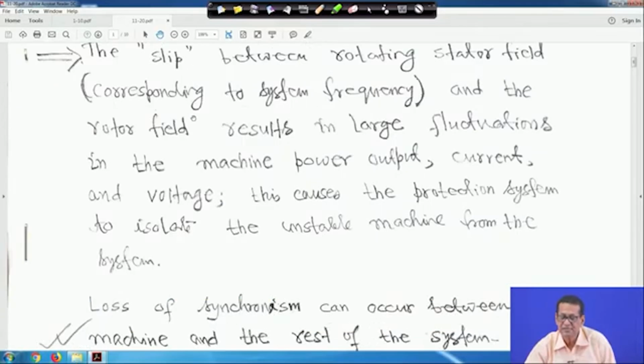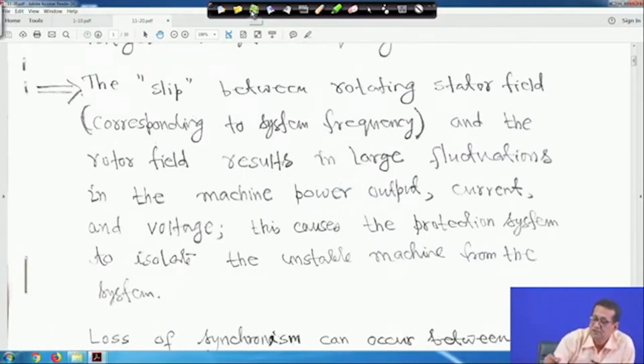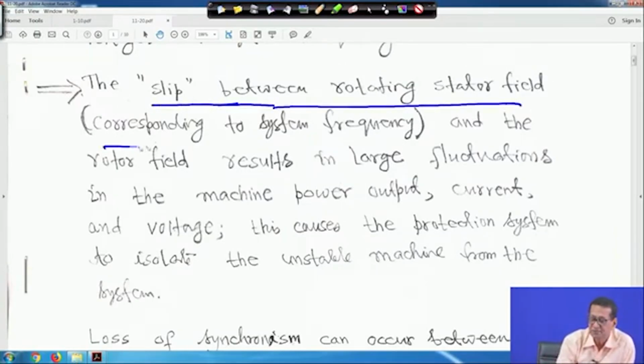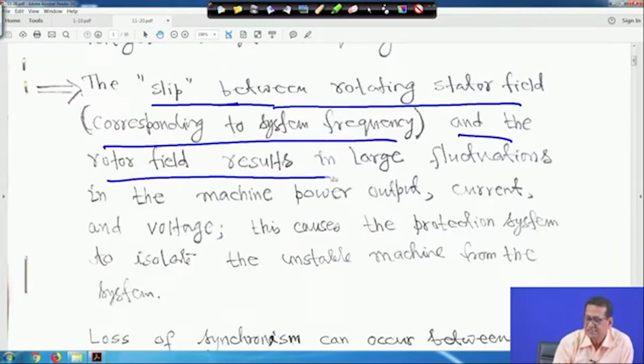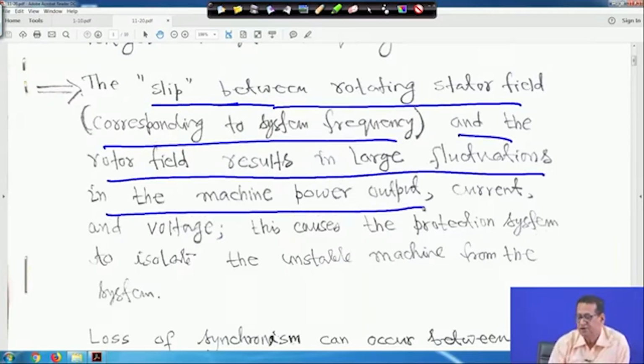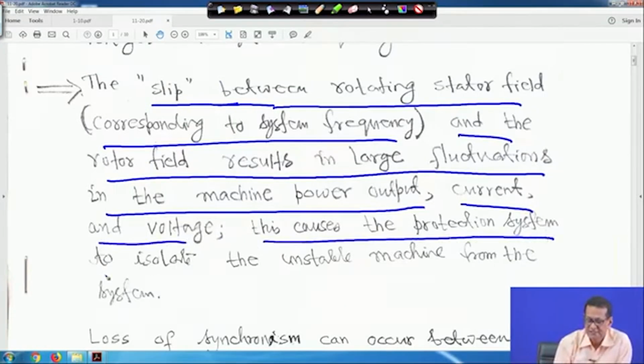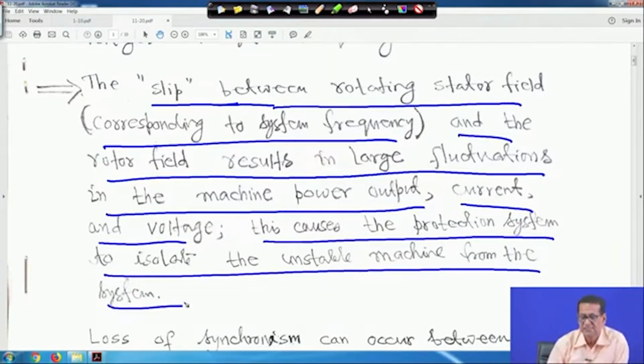Therefore, the slip between the rotating stator field, corresponding to system frequency, and the rotor field results in large fluctuation in the machine power output, current and voltage. This causes the protection system to isolate the unstable machine from the rest of the system. Otherwise, the whole system will become unstable.